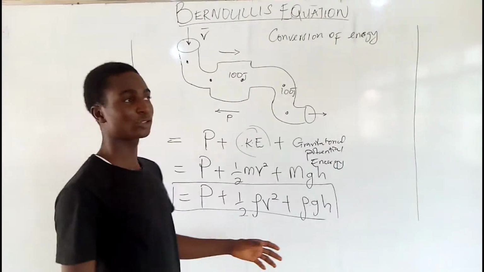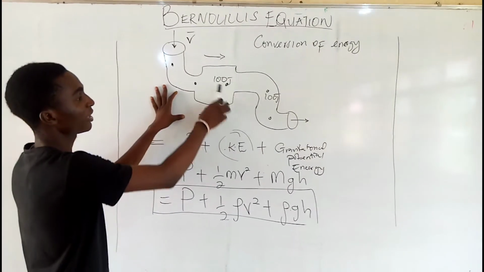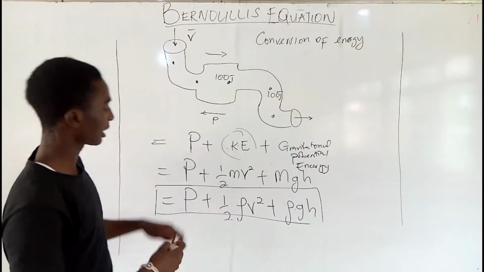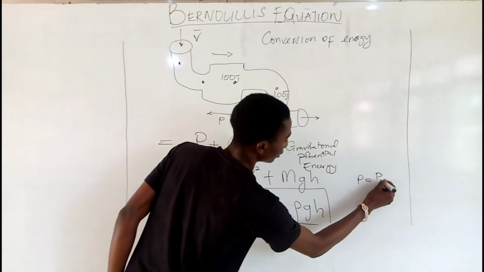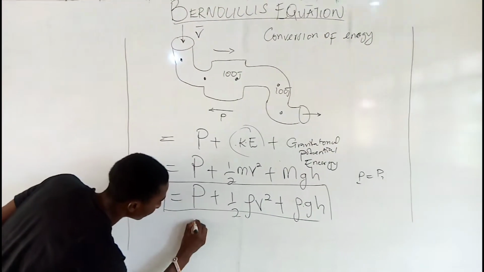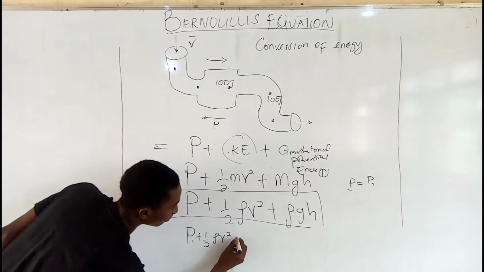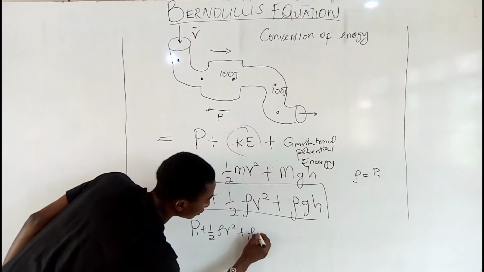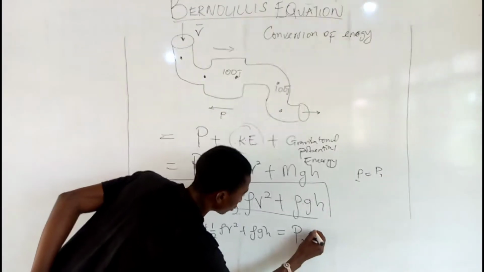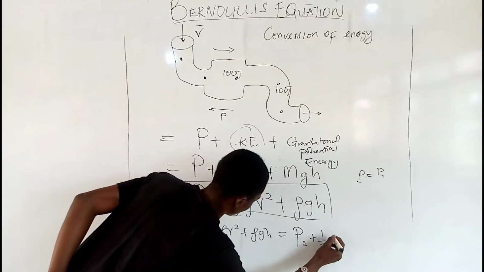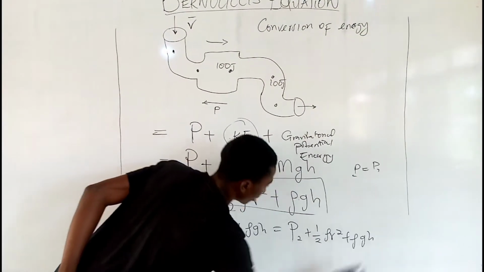Based on the law of conservation of energy, I told us at this point the energy will be the same thing. That is, P1 plus half rho v1 squared plus rho g h1 will be equal to P2 plus half rho v2 squared plus rho g h2.